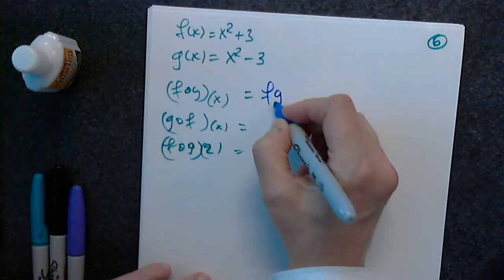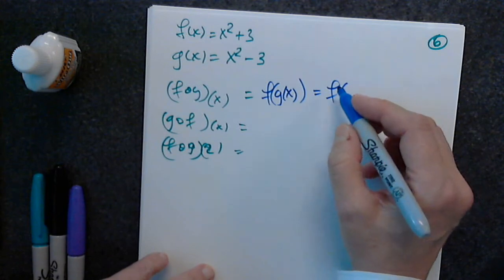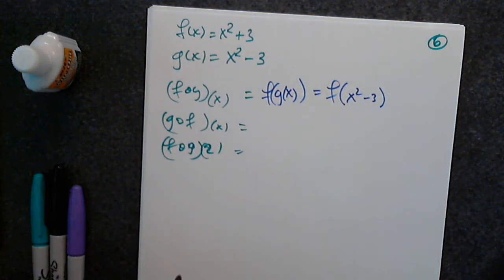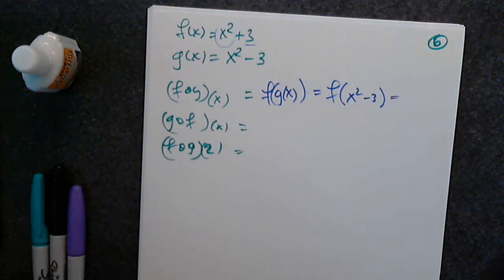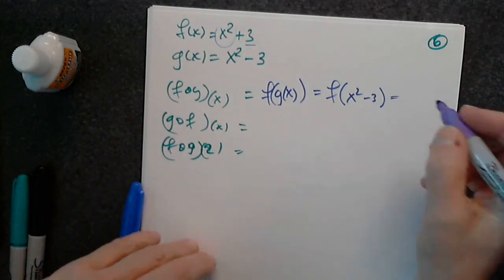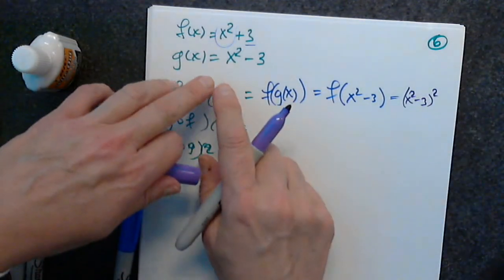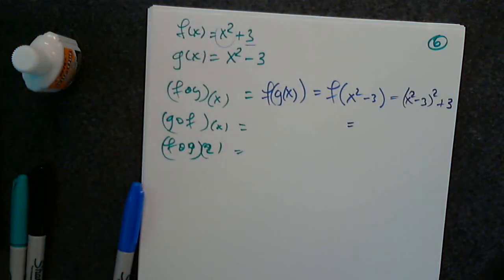Okay, so by definition, this is f of g of x. So I have to write f, and in parentheses g, and I copy g. So let's take a look. F says whatever squared plus 3. How do I write that? X squared minus 3 squared. Yes, awesome. So I have to write x squared minus 3 squared, and then plus 3. Good.